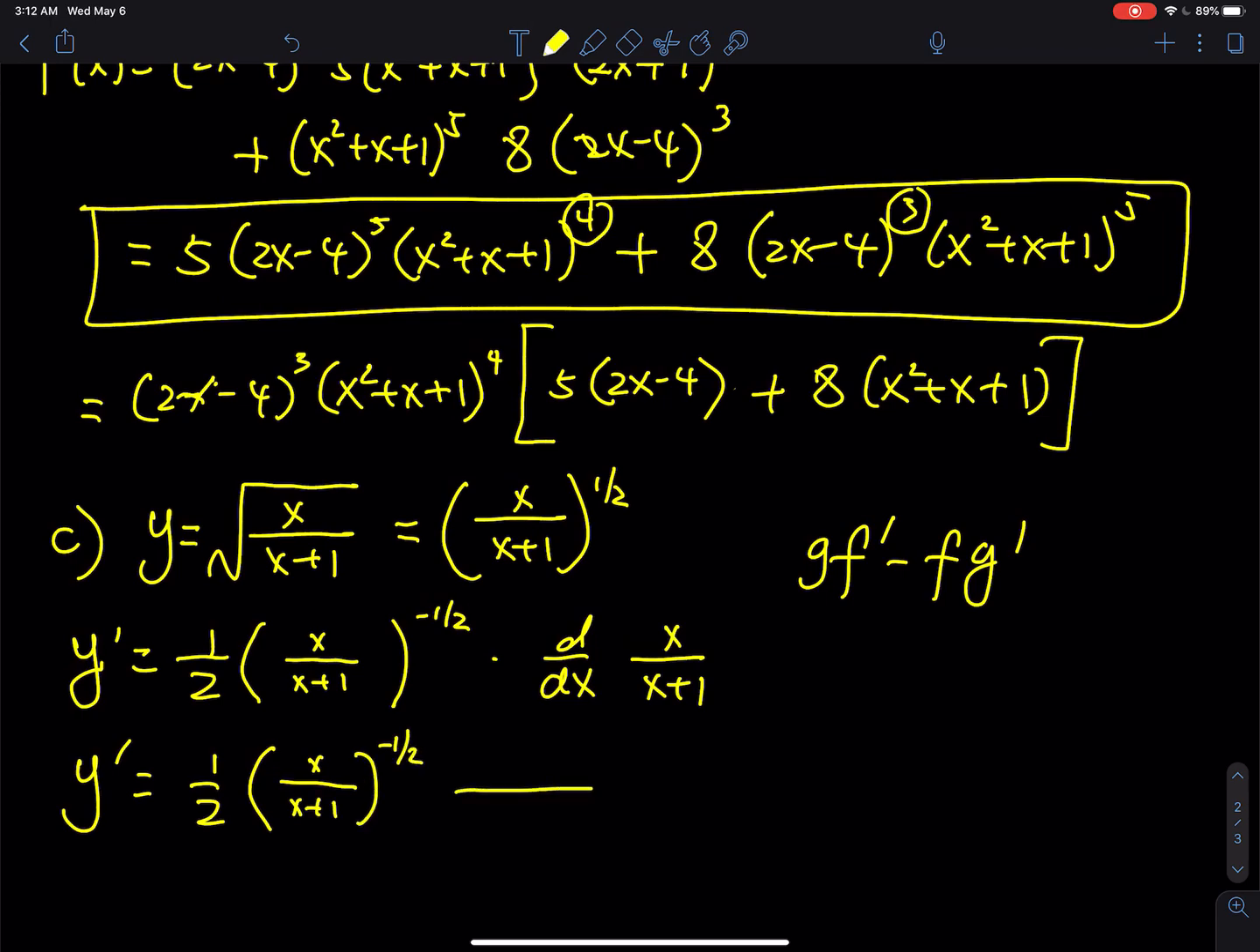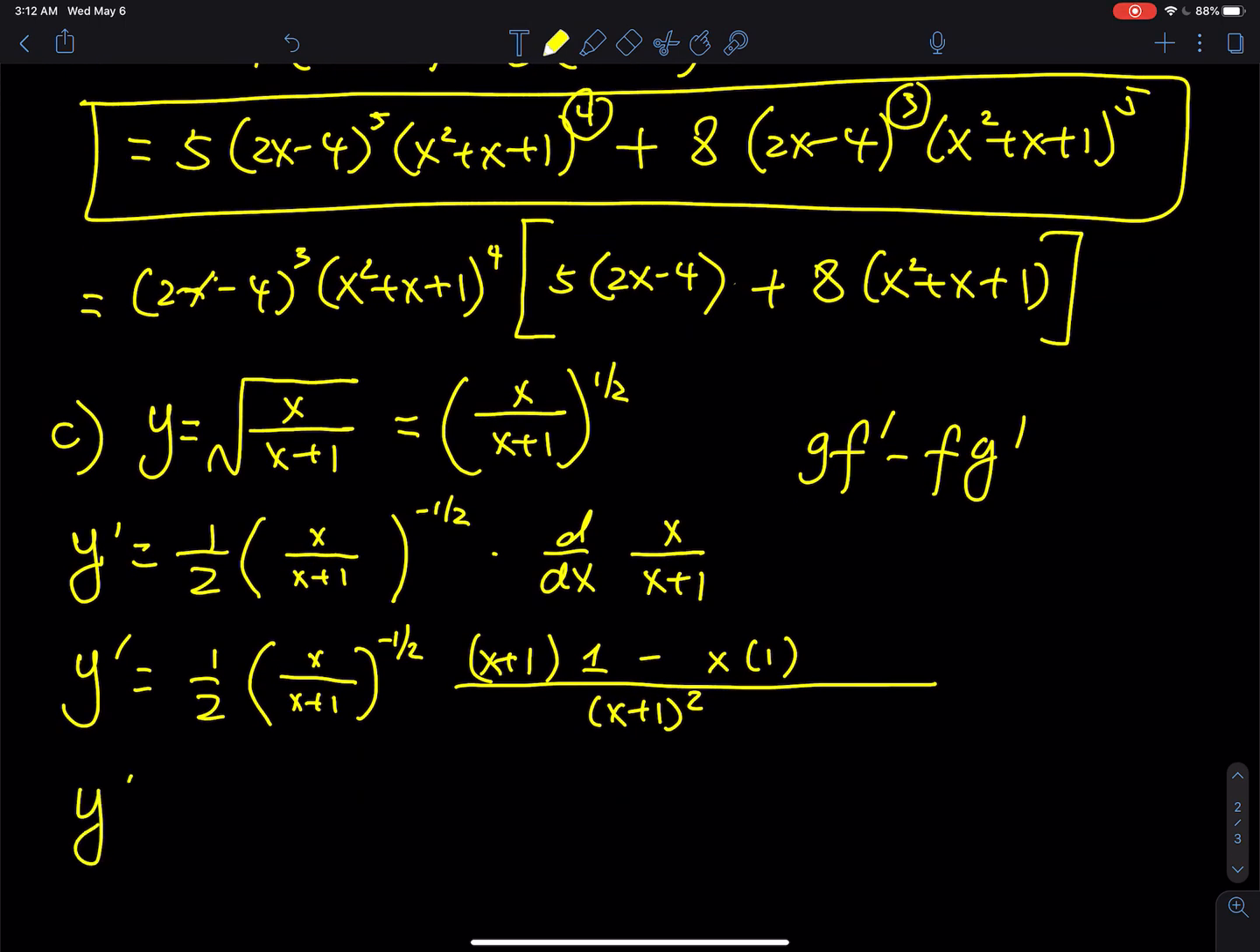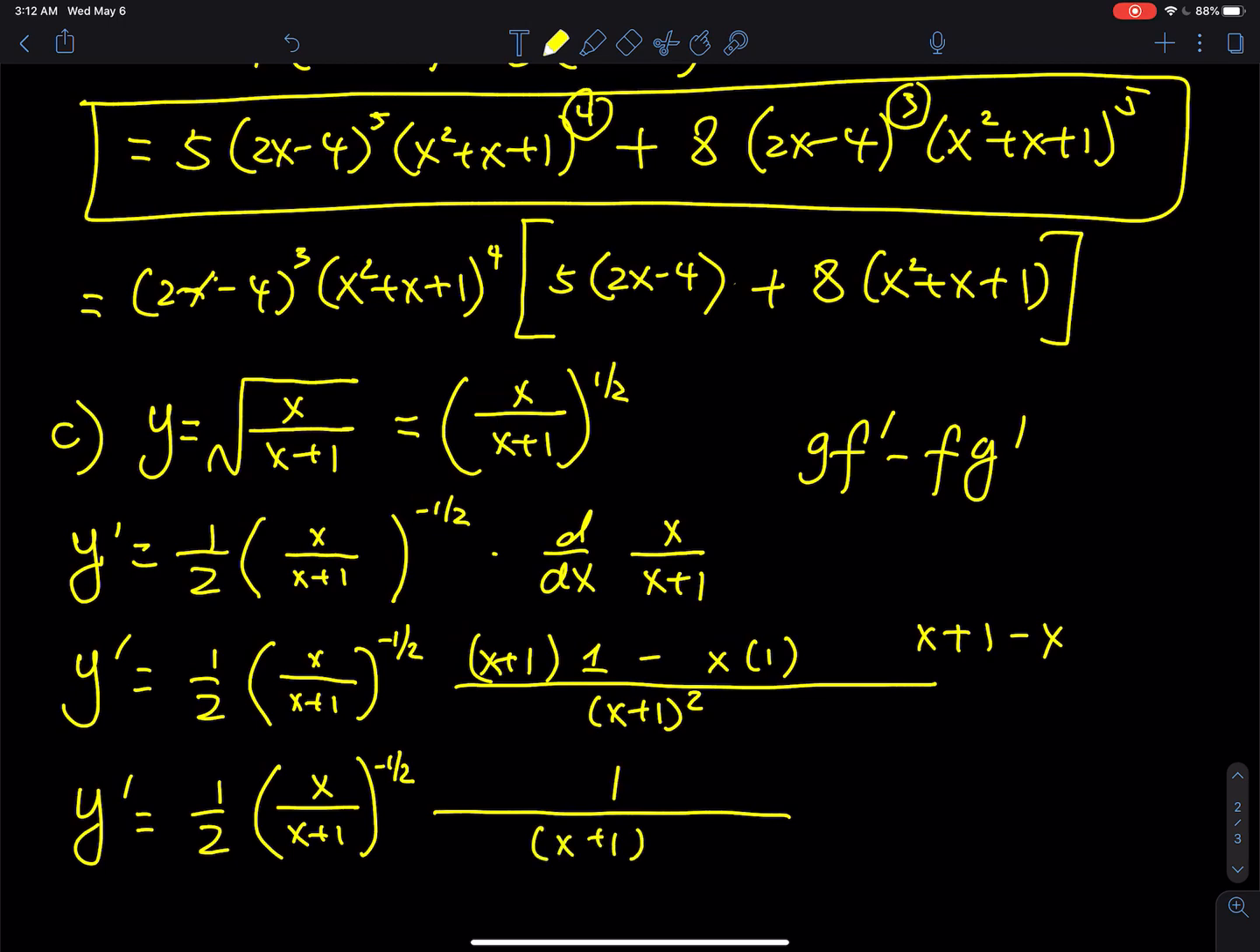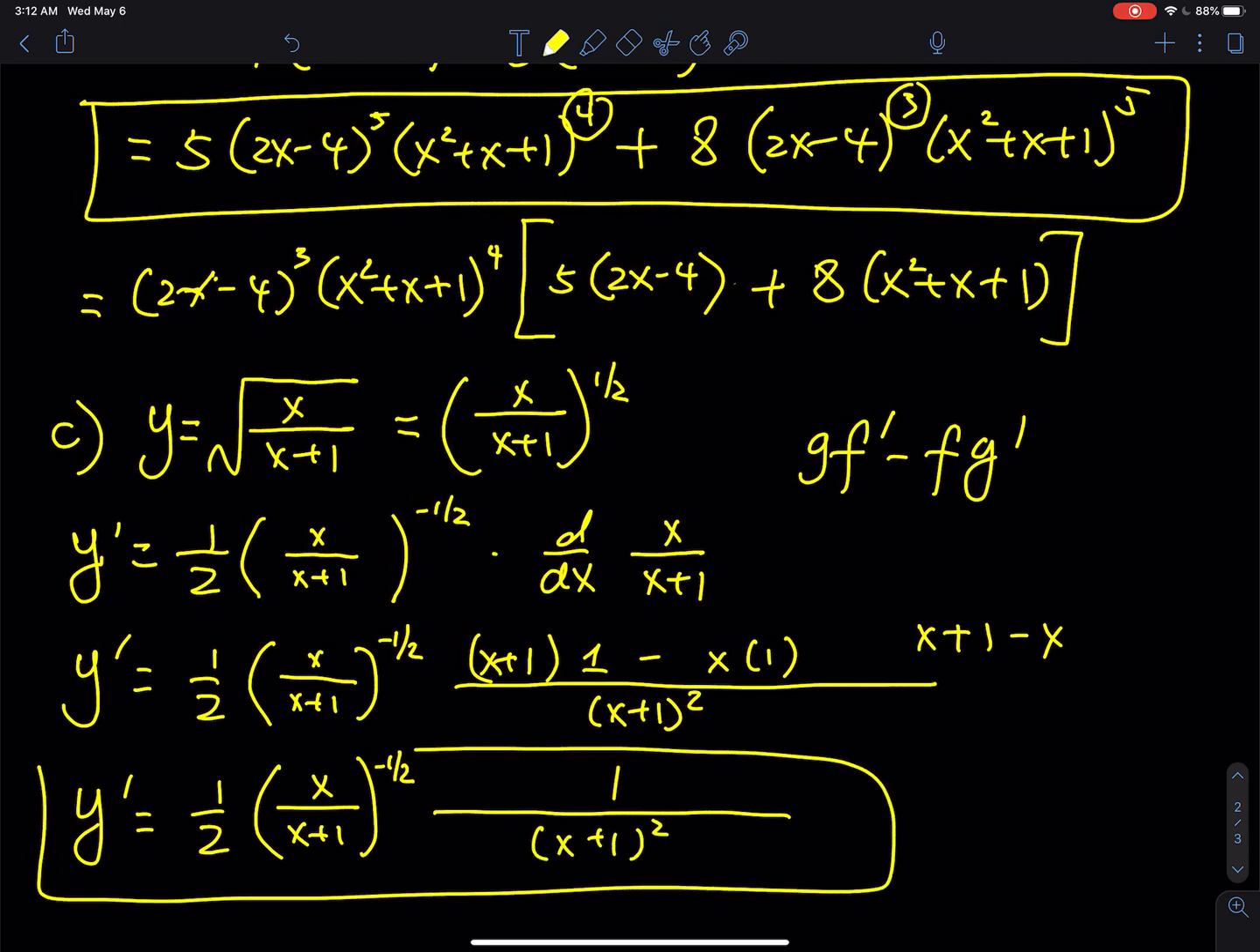And then this one is a chain rule, so we have x plus 1 squared, and then on top we have g f prime, so x plus 1, the derivative of x is 1, and then f is x, the derivative of g is 1. So overall, we have y prime equals 1/2, and then x divided by x plus 1 to the negative 1/2, and then this is x plus 1 minus x, right? So we have 1 divided by x plus 1 squared. So this is my final answer.